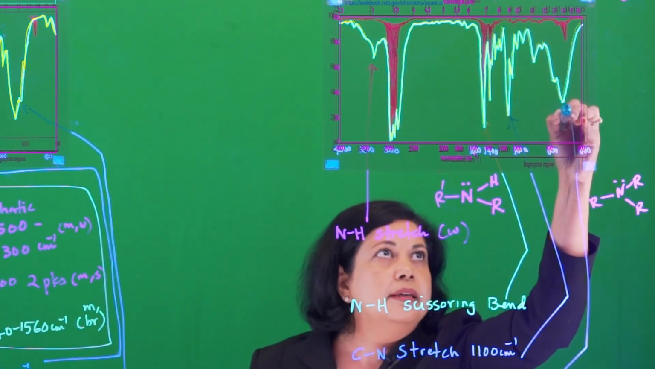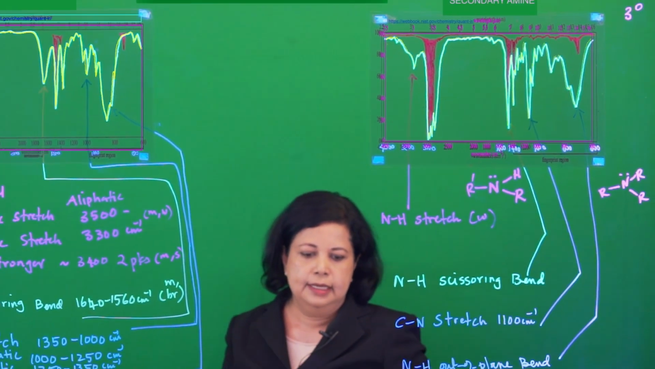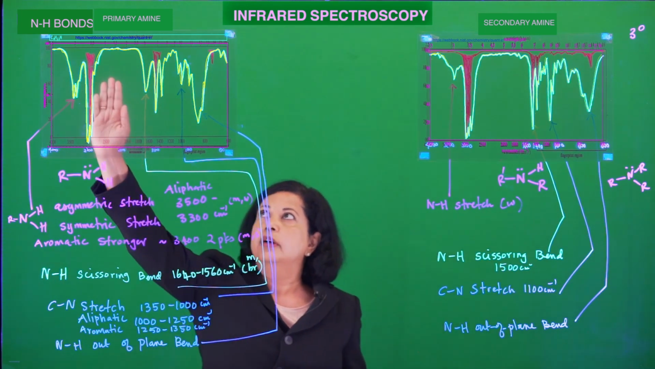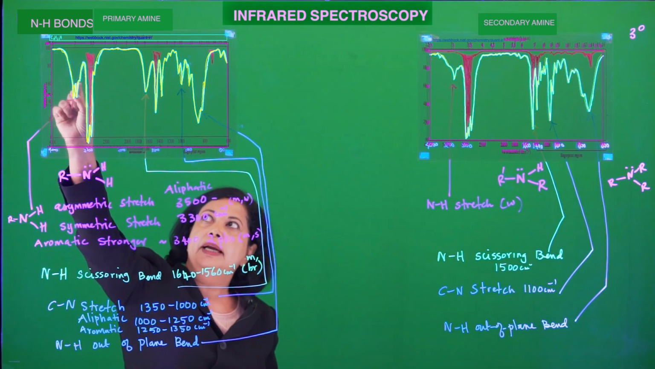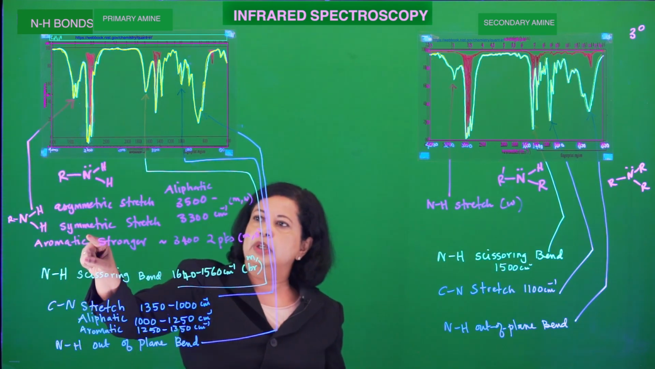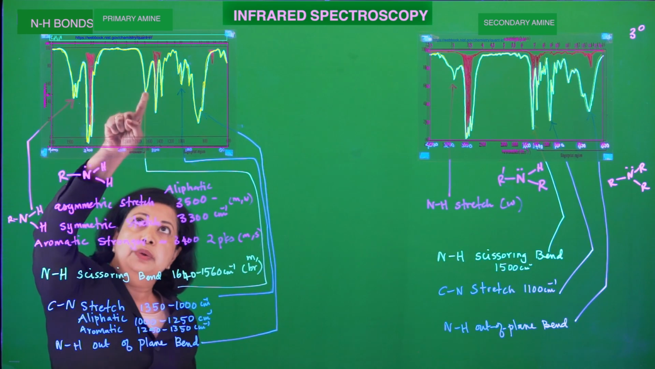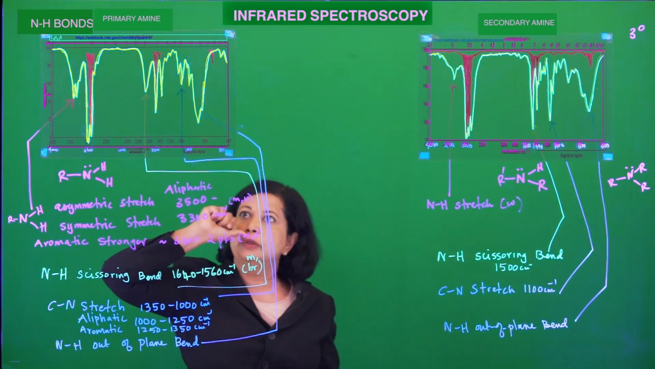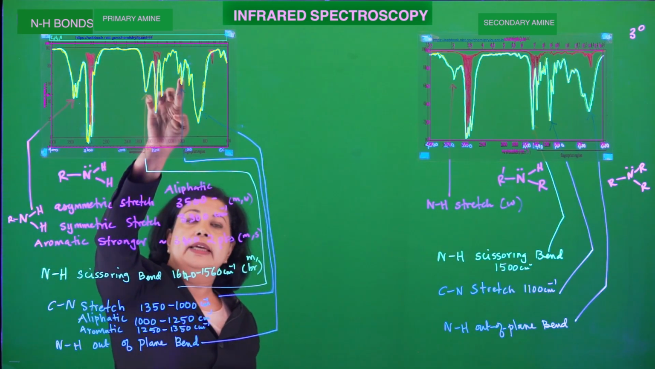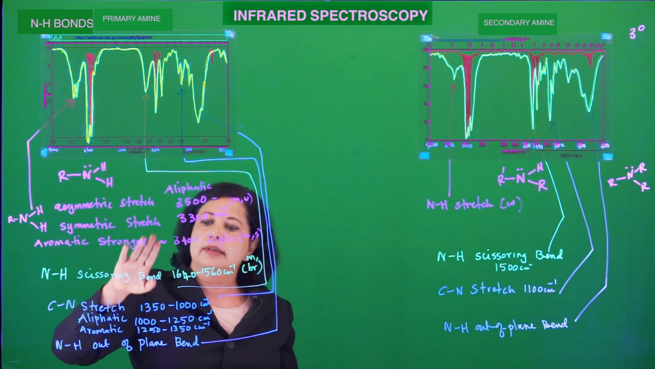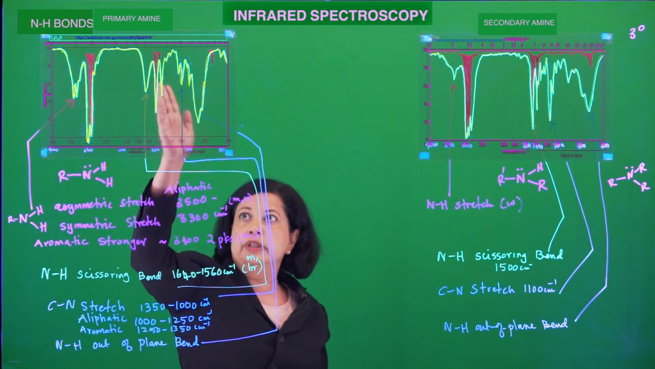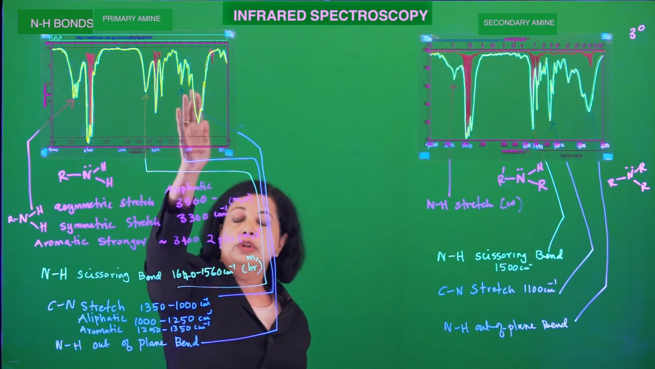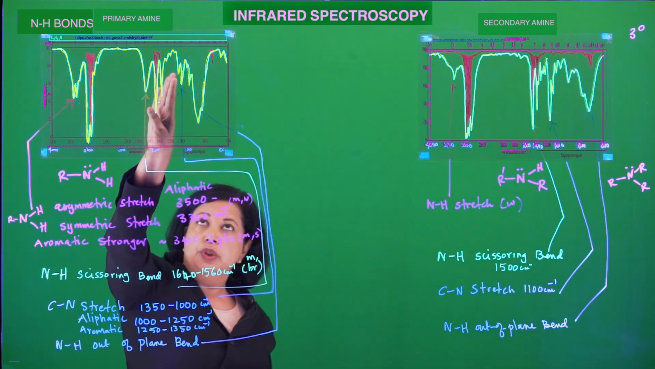So those are some of the really important peaks. All right, very briefly, a summary here. For primary amines, you'll have a double spike, and that is due to the symmetric and asymmetric stretches of the NH. You'd have a scissoring bend here, around 1600, and then you'd have a CN stretch between 1000 and 1350. Typically, if it's aliphatic, it's going to be closer to the 1000 range, and if it's aromatic, it's going to be closer to the 1200 range.